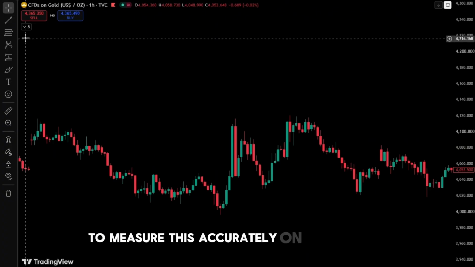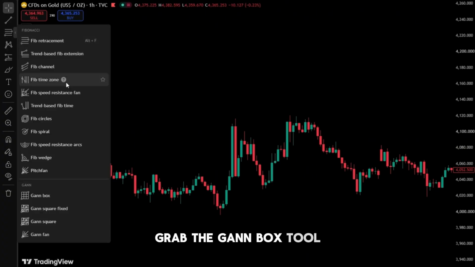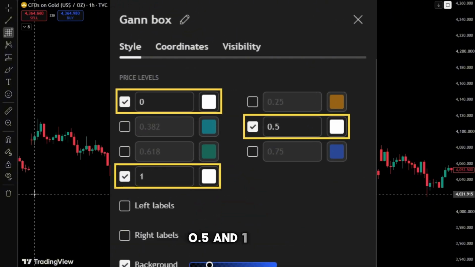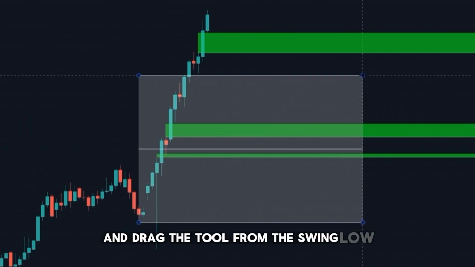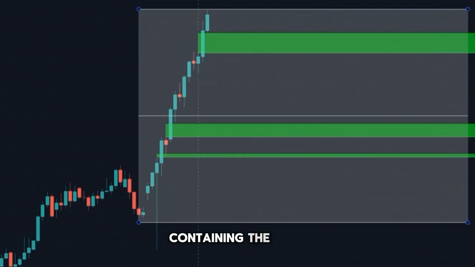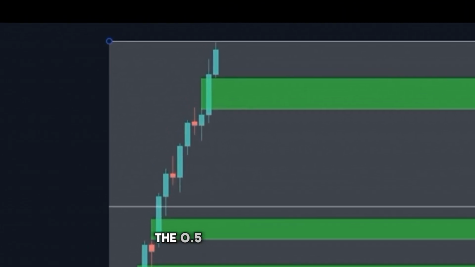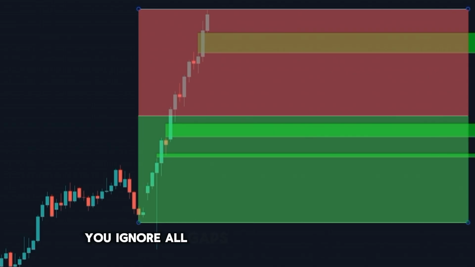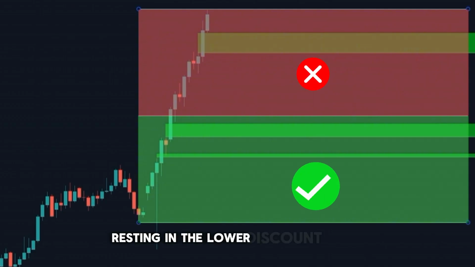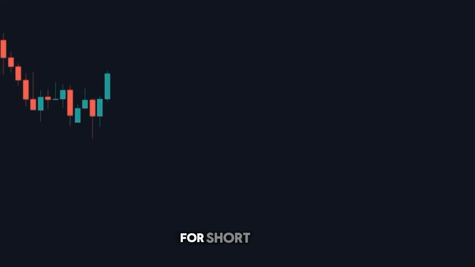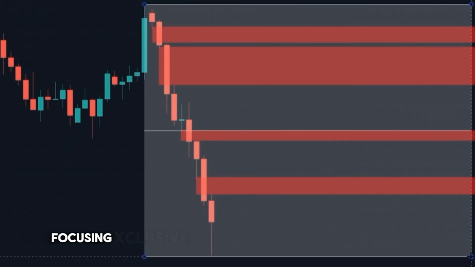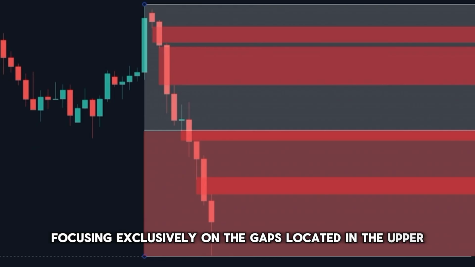To measure this accurately on TradingView, grab the GAN box tool, open its settings, and set the price levels to 0, 0.5, and 1. Click and drag the tool from the swing low to the swing high of the move containing the gaps. The 0.5 line in the middle divides the move into 2 halves. You ignore all gaps sitting in the upper half and focus strictly on the gaps resting in the lower discount region. For short setups, drag the tool from the swing high down to the swing low, focusing exclusively on the gaps located in the upper premium region.